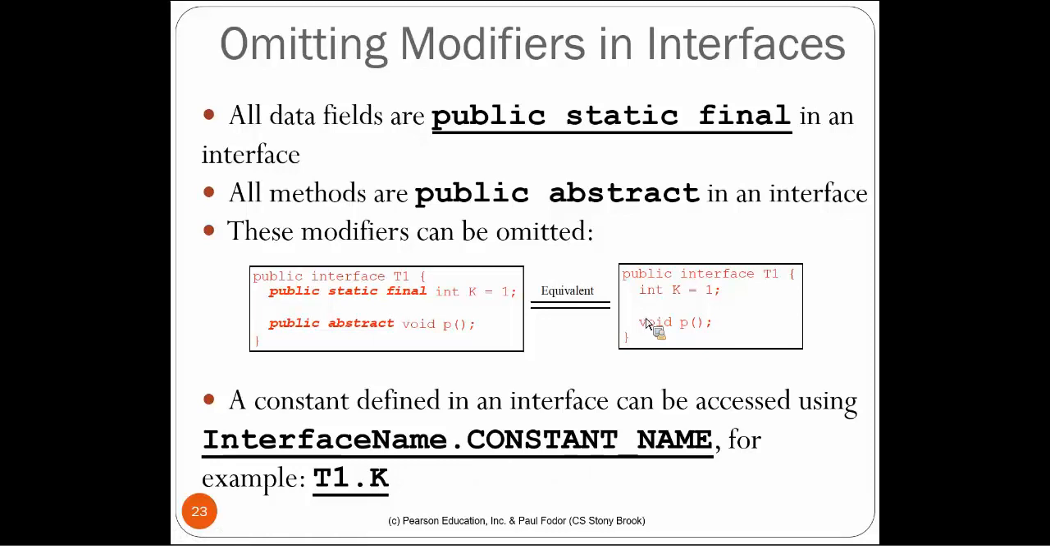The constant in an interface can be defined and then can be used as interfaceName.constantName. Like for instance, in our interface T1, we can use T1.K to access the data field K. It's only a constant, we cannot modify its value. It will be like Math.PI, the value of pi, or Math.E, the value of e in mathematics. They are constant values computed and stored already in the system.